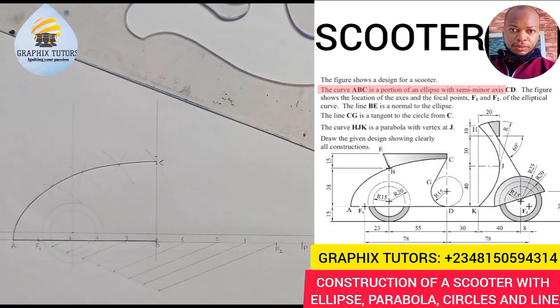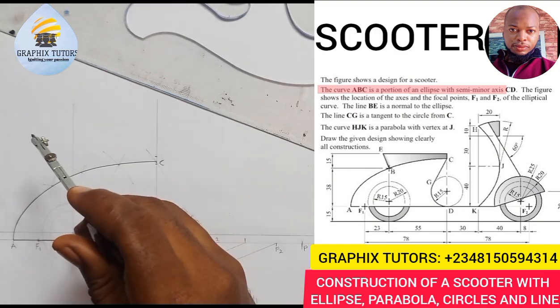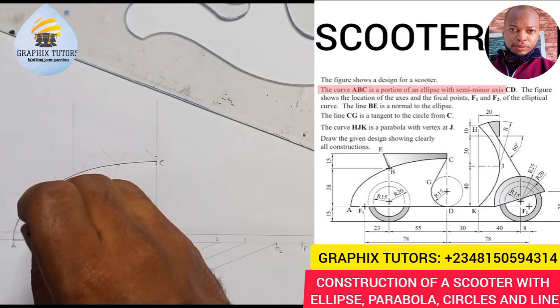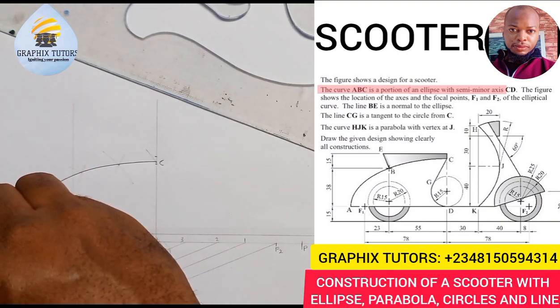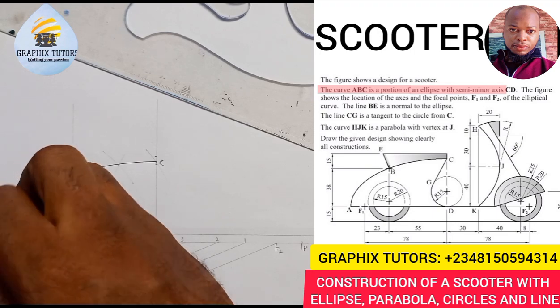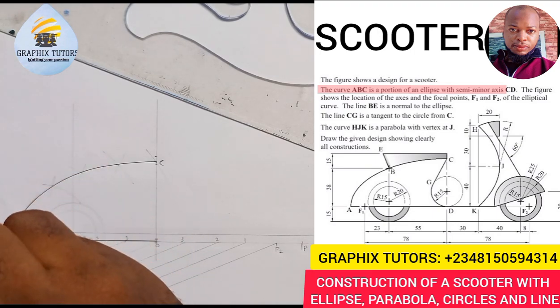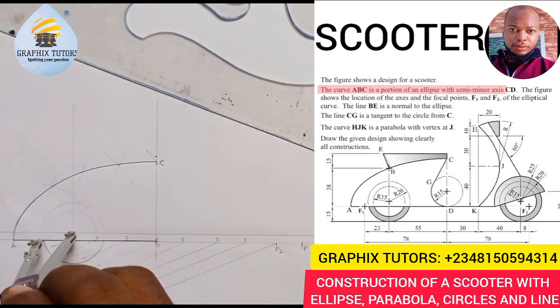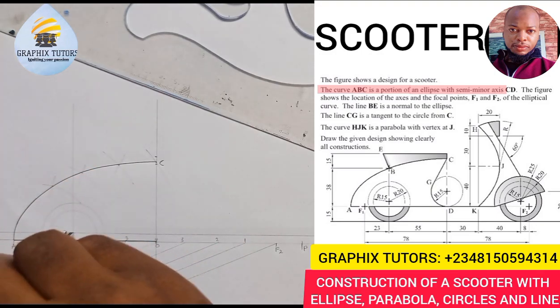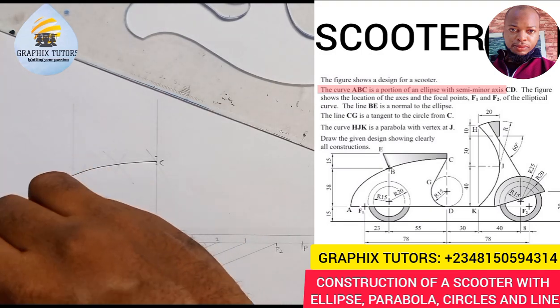Then I can easily take in this aspect here. This is the center here. So I'm taking the outer circle from here to this point. Hope you can see that. And this one too.